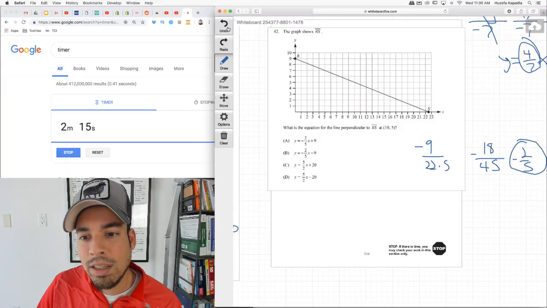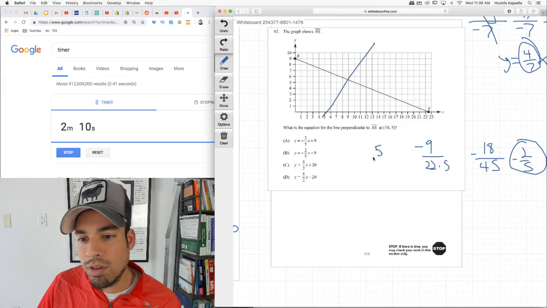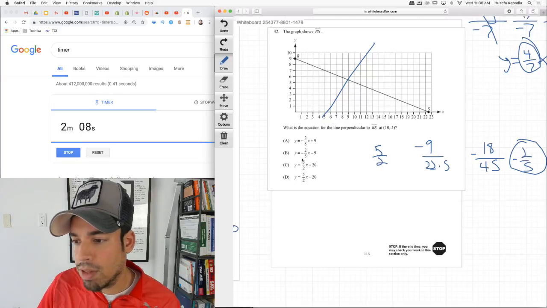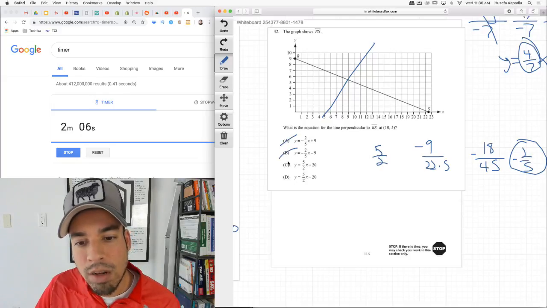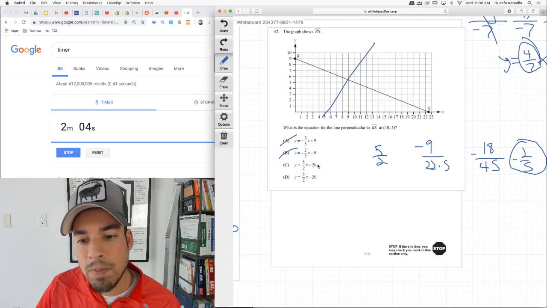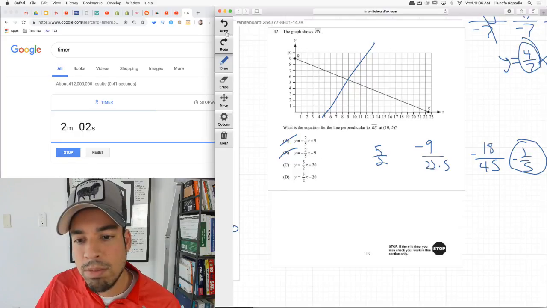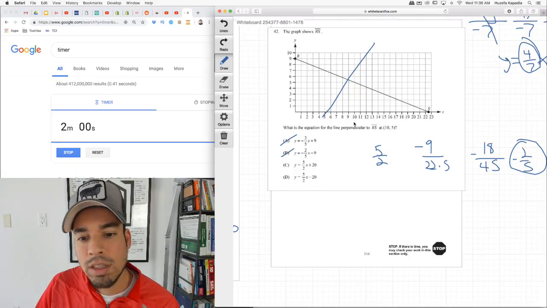Perpendicular to this is going to be the negative reciprocal of that, which is 5 over 2, right? We flip those and make it positive. So right off the bat, these slopes are wrong. It's either C or D. Now it's the question of, is it plus 20 or minus 20? Okay, well, where does it say it's perpendicular to it?